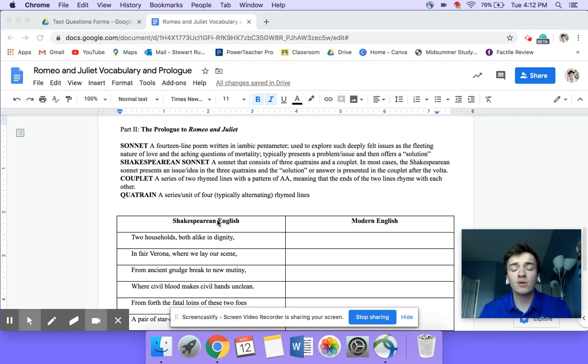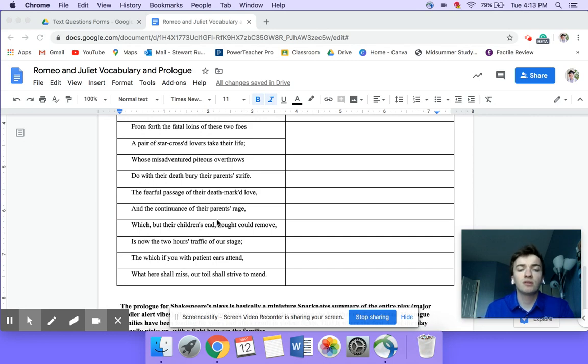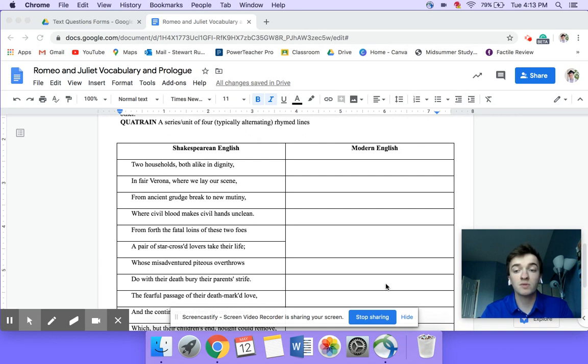So what we're going to be doing is taking a look at this prologue. I have given it to you here in the Shakespearean English, and there's a blank modern English side. That's because that's what we're going to be doing right now. We're going to be typing or writing in this, and I'm doing it in red, in this side of the column for the prologue. Okay.